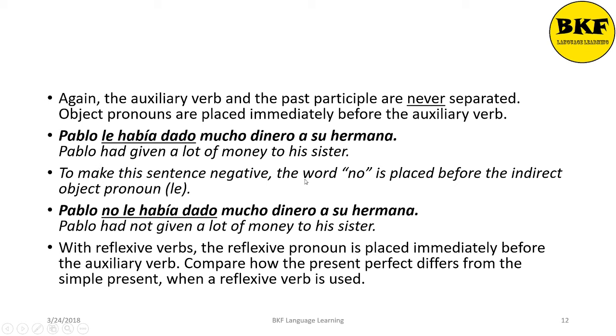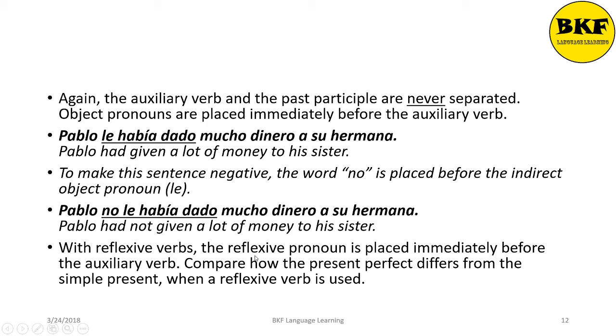To make this sentence negative, the word no is placed before the indirect object pronoun le. So Pablo had not given a lot of money to his sister. I would say Pablo no le había dado mucho dinero a su hermana.